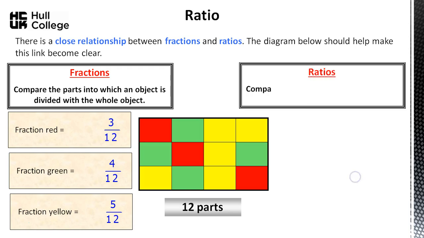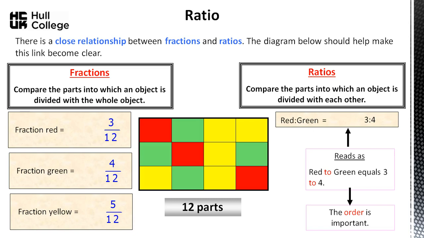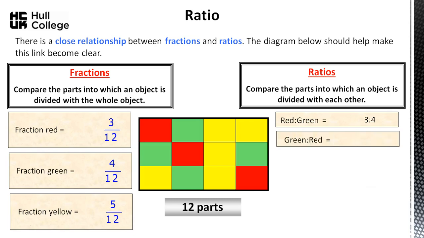Whereas ratios compare the parts into which an object is divided with each other. Red to green, 3:4. This means there are 3 red parts and 4 green. This reads as red to green equals 3:4. The order is very important, because if we swap it around, the ratio becomes 4:3. 4 green parts to 3 red parts.